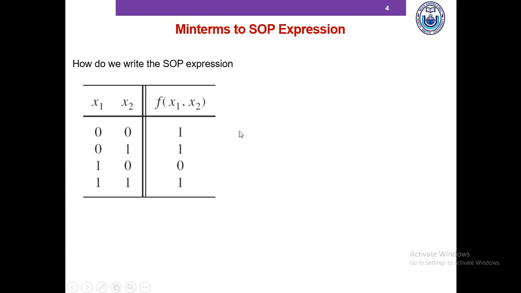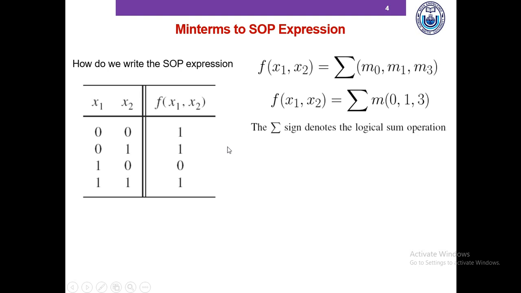Okay, at first I notice the rows for which the output of the function is 1. So for the 0th row the output of the function is 1, for the 1st row the output is 1, and for the 3rd row here, the output of the function is 1. So we only take minterms of the rows for which the function is equal to 1. So we'll only take m0, m1, and m3.